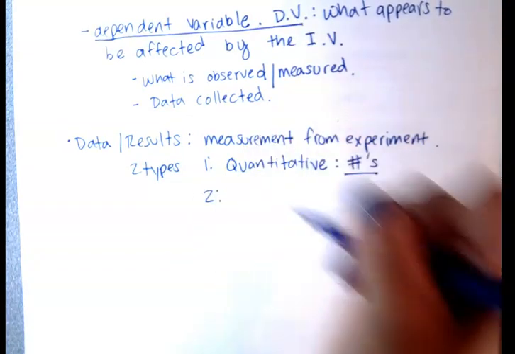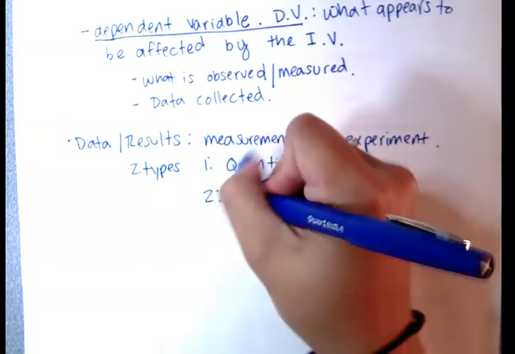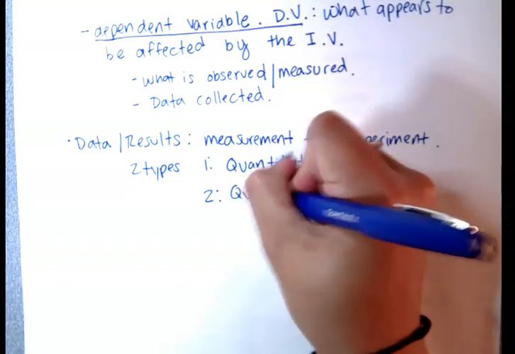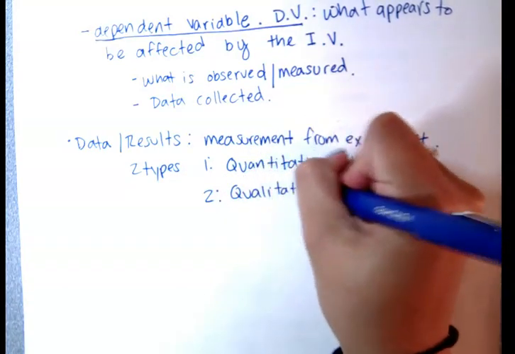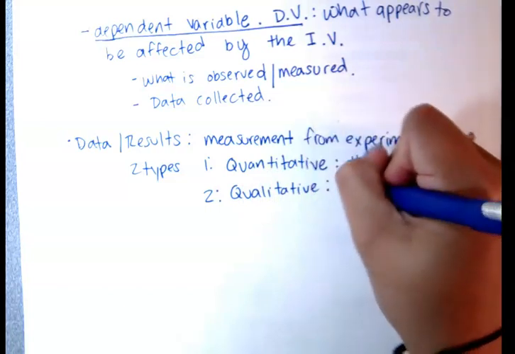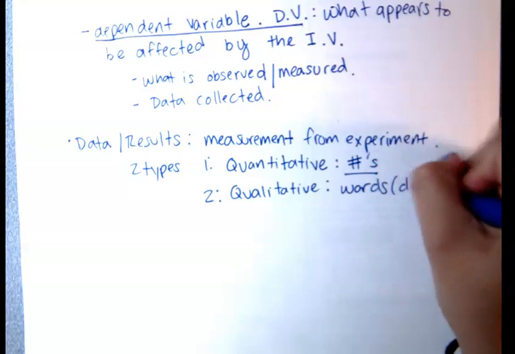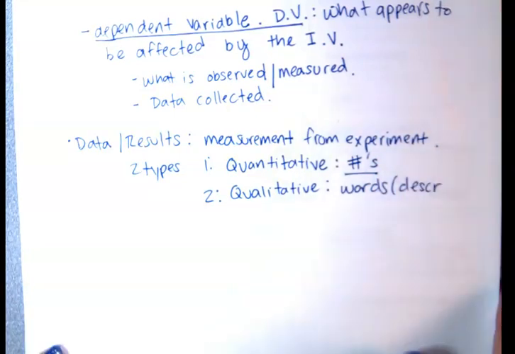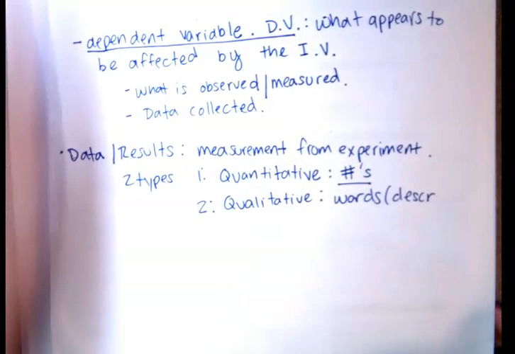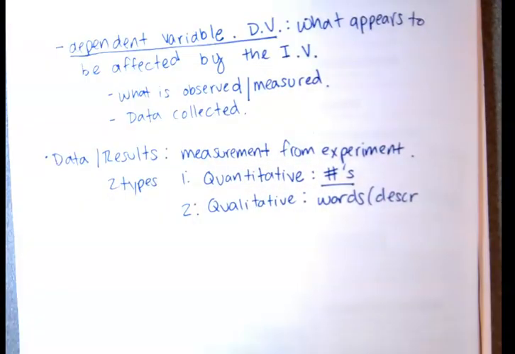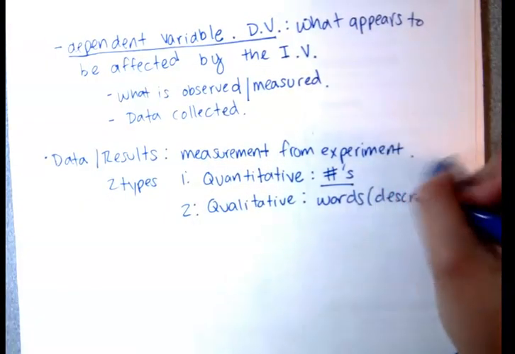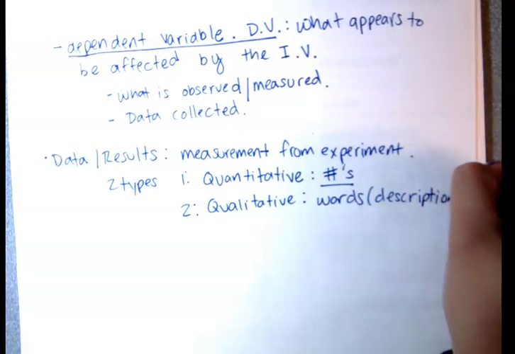And the second type of data or results is going to be your qualitative. And this is going to be in words or like a description. So if you had to describe like the change in color or in the consistency of chemicals or things like that. So it's going to be words or descriptions.